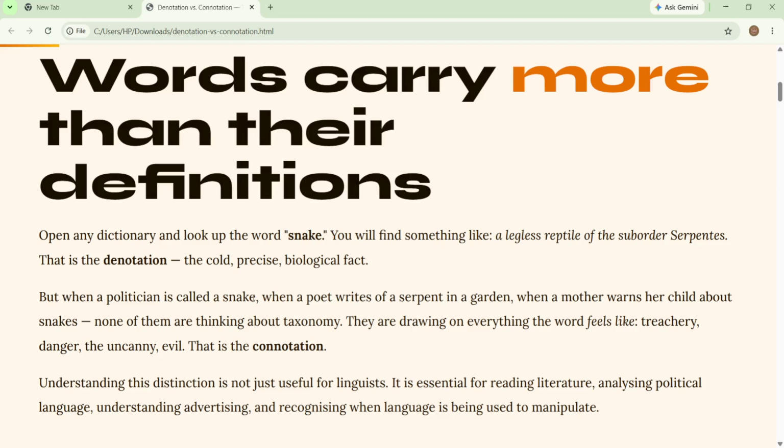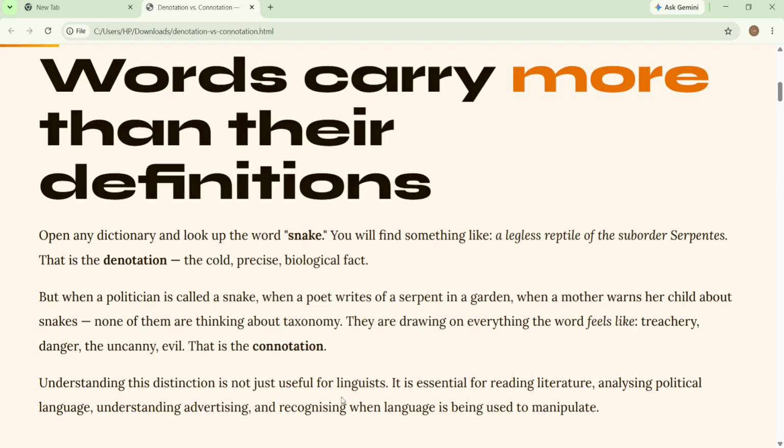But when a politician is called a snake, when a poet writes of a serpent in the garden, when a mother warns her child about the snake, none of them are thinking about taxonomy, like a legless reptile. They are drawing in everything the word feels like: treachery, danger, the uncanny evil. That is connotation. So one is dictionary meaning, another is culturally associated meaning. We have discussed it in a previous video, and we're going to study it here in detail.